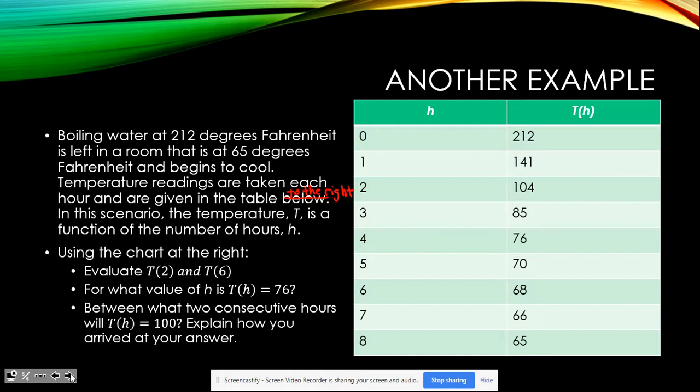In this scenario, the temperature T is a function of the number of hours H. Using the chart at the right, we want to evaluate T of 2 and T of 6. We also want to know for what value of H is T of H 76. And finally, between what 2 consecutive hours will T of H be 100? And explain how you arrived at your answer. Pause the video at this point to give yourself a chance to try it on your own.